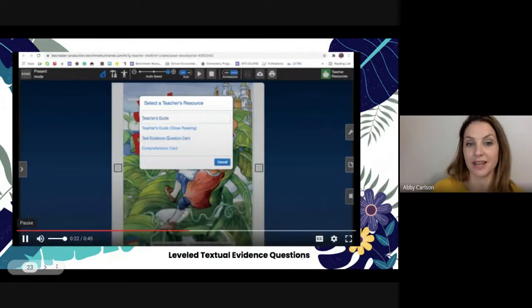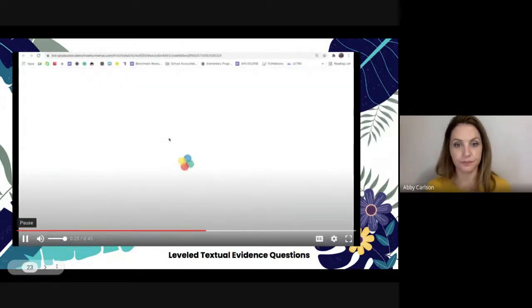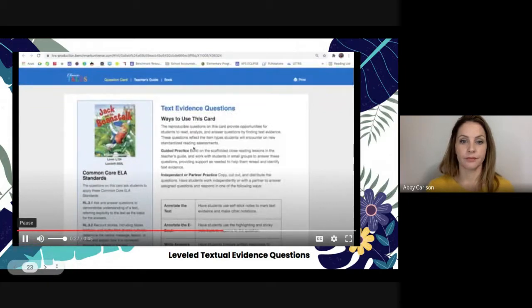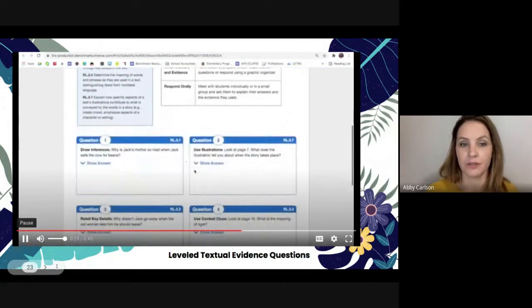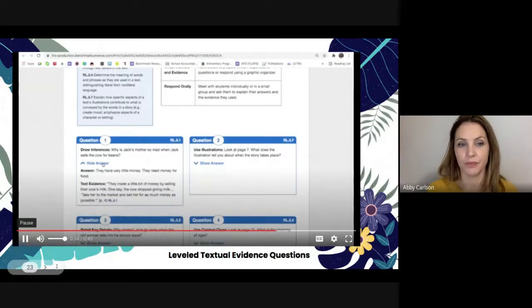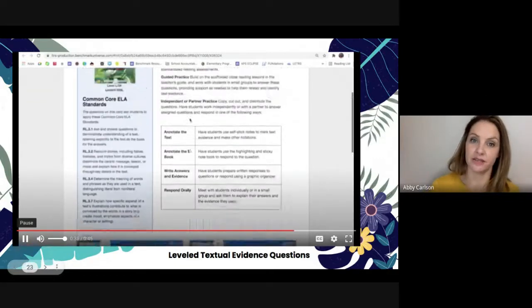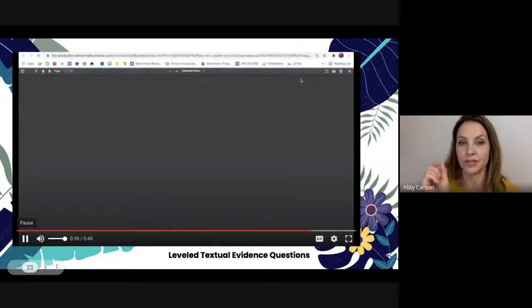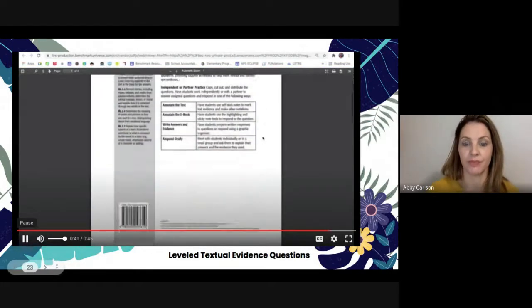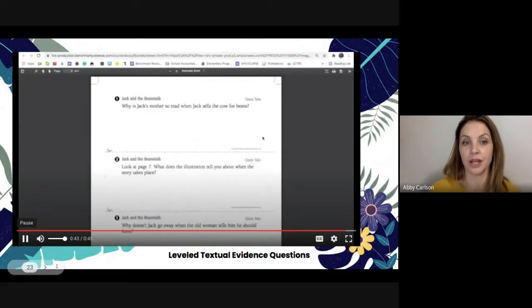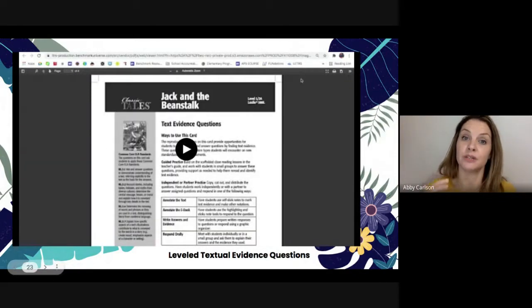Now, if I press text evidence question card, ways to use this card. There are questions with the standard posted, the answered, and the text evidence. But what I would use is I would go to the print version. And when you scroll down to the print version, these are what you could print to prepare, cut, and have your students gather this as their material, complete the activity, and then they would turn that in as evidence.